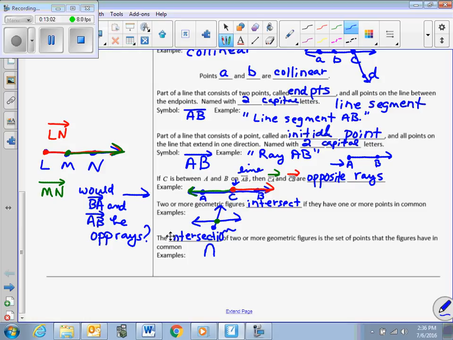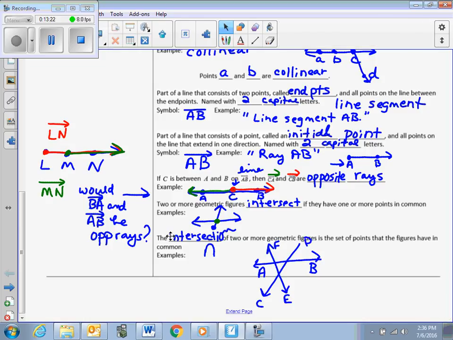What are some examples? Well, let's take line AB here, and let's take line EF, and let's take line CD. Okay, what are the points of intersection? Well, there's a point of intersection, there's a point of intersection. Here's a point of intersection, but it's not the intersection of all three, right? I need the points of intersection of all three.